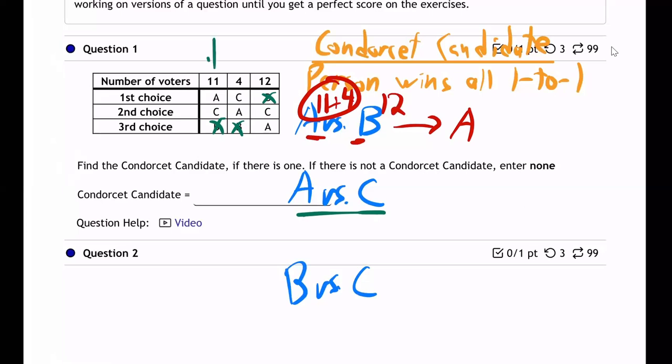Well, how about these 11? Who would they prefer if it was just A and C? They like A, so that's 11 for A. How about these 4 people? If it was just A and C, they prefer C.